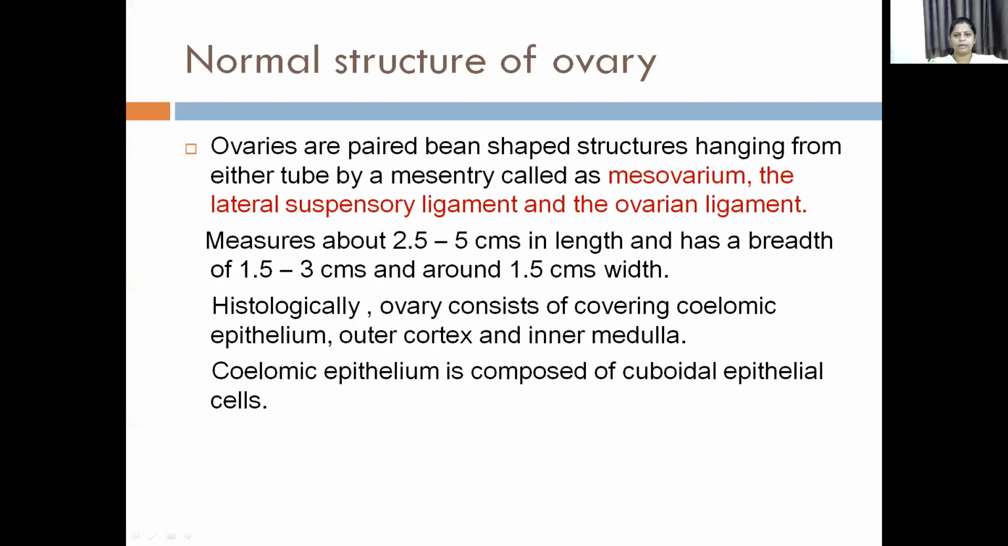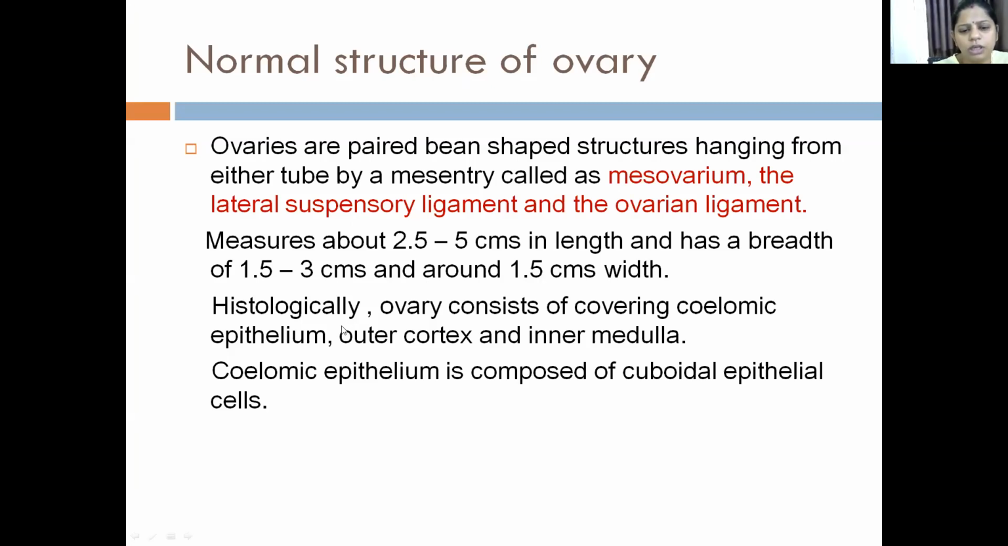Ovaries are paired bean-shaped structures hanging from either tube. What is this tube? The fallopian tube. They hang by a mesentery called the mesoovarium, the lateral suspensory ligament, and the ovarian ligament. So basically, three ligaments hang the ovary from the side of the fimbrial end of the fallopian tube. Each ovary measures about 2.5 to 5 centimeters in length, 1.5 to 3 centimeters in breadth, and around 1.5 centimeters in width.